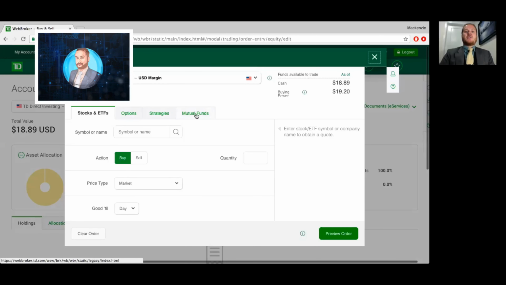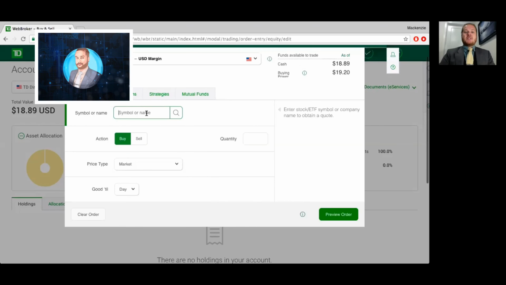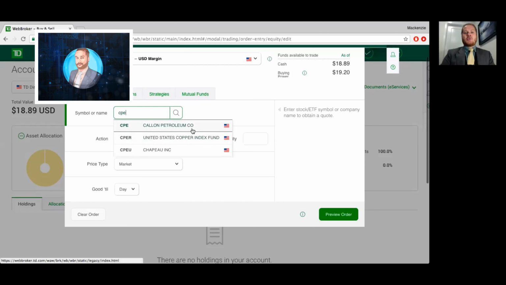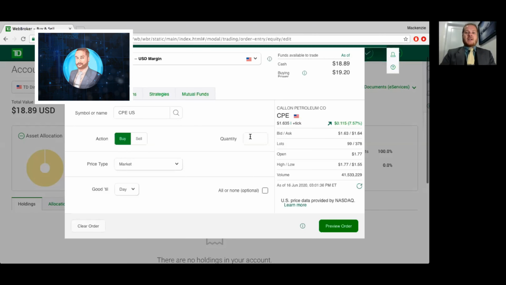This window is going to have four options in total. You're going to ignore 3, and we're only going to look at the stocks and ETFs option. And we're going to type in the symbol of the stock we're looking for. Today, we're going to look for CPE is the ticker symbol, and the company is called Callon Petroleum. So we'll make sure we select the correct one out of the drop-down menu. Next, we're going to make sure that the action is on buy and not sell. Sell would be red. We want to make sure we're on buy.